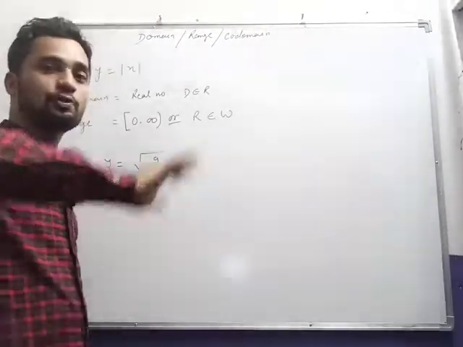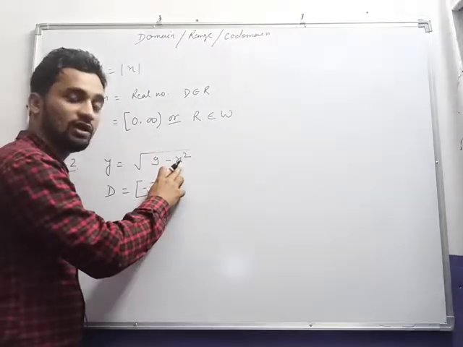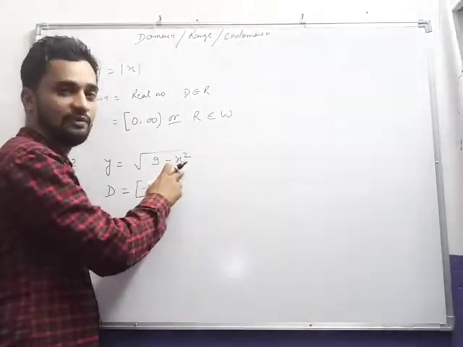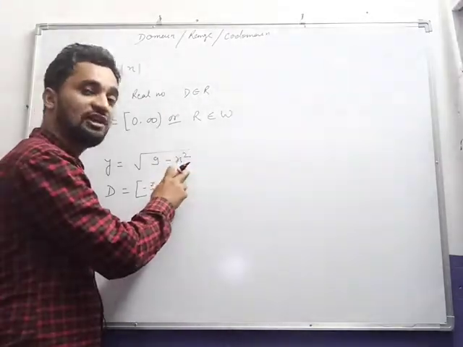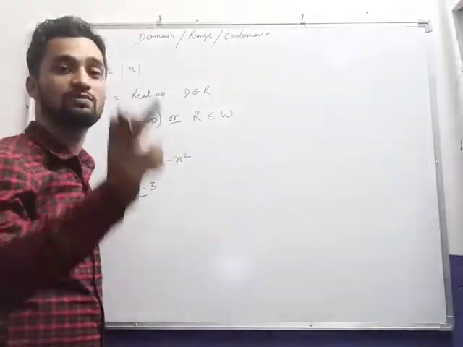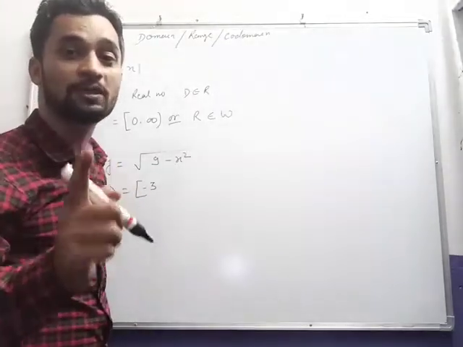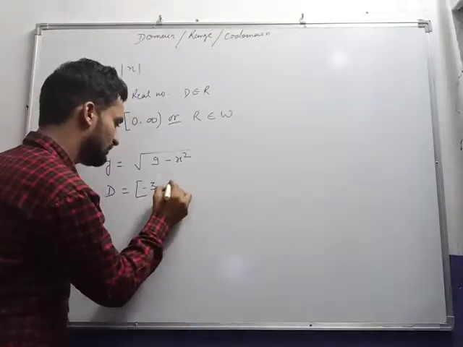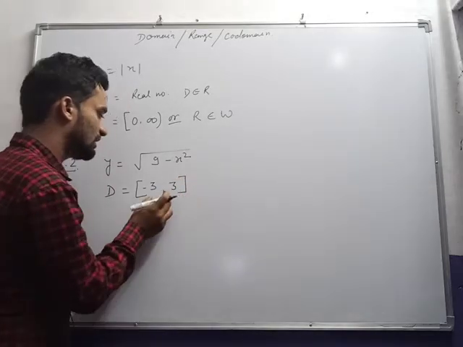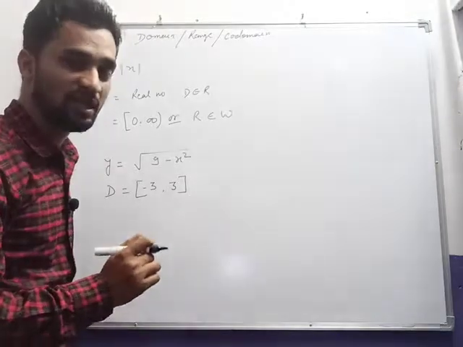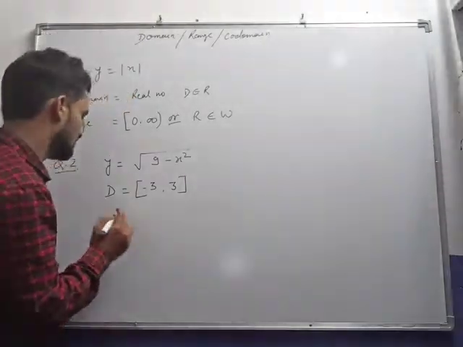And now for the positive values, if I take 1, 1 square, 9 - 1 is 8. 2 square is 4, 9 - 4 is 5. 3 square again gives 0. If I take 4 square, that will give -7. It means in positive also I can go up till +3 only. So this will be +3. So the domain can be taken as -3 to +3 only. I think you understand, you are getting my point.